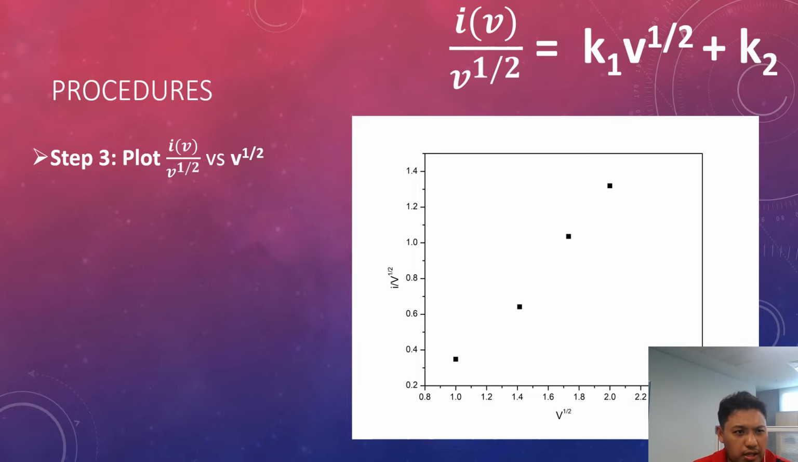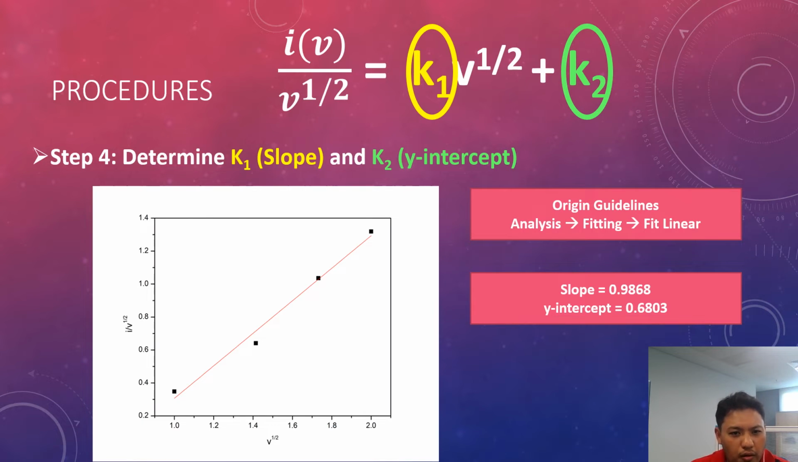Okay, next, step 3, plot I divided by scan rate power half versus scan rate power half. So you can get a plot like this one. For example, I ran from 1 to 6, but I only included 5 data points because one of the data points is very far away. So this is what you get when you measure the current and divide by the half power of the scan rate, and you plot it against the half power of the scan rate. Using Origin, step 4, determine the K1 value, the slope, and also K2, which is the y-intercept.